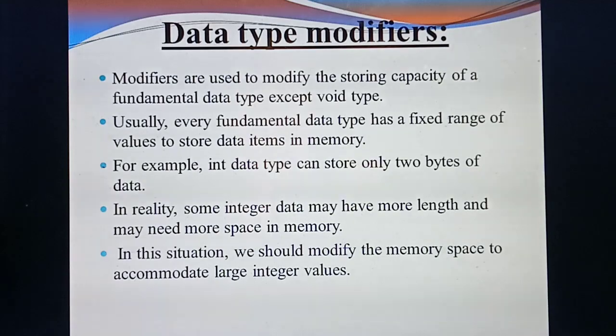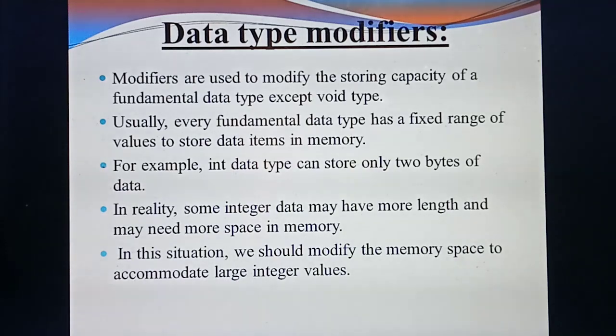Already you have studied the storage capacity of fundamental data types, isn't it? What are the storage capacities? Int means 2 bytes, float means 4 bytes, double means 8 bytes, character means 1 byte. Now we are going to modify this storage capacity of the fundamental data types.